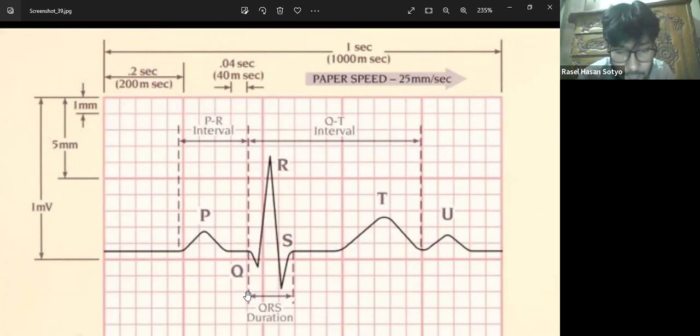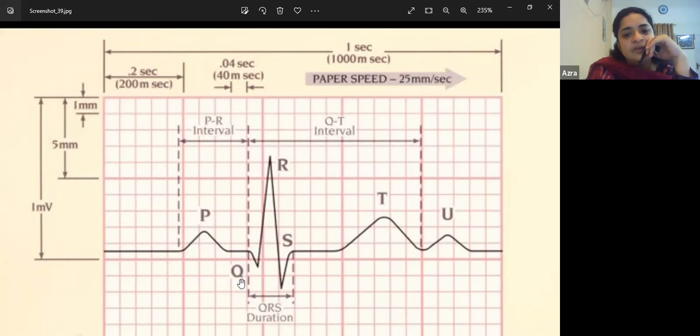While on the other side, between Q and S, the R is also over there. So in between Q and S, R is here. So it becomes the QRS duration.